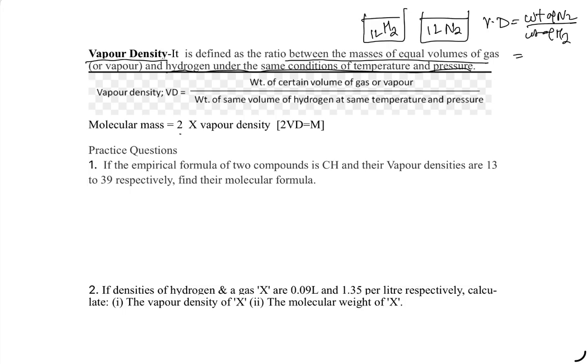Now let's look at another formula, which is the calculation of molecular mass with respect to vapor density. If we know the vapor density for any gas, and we multiply it by 2, or we can say double the vapor density, it will give the molecular mass. So those are the two formulas. Now let's practice the question on that.